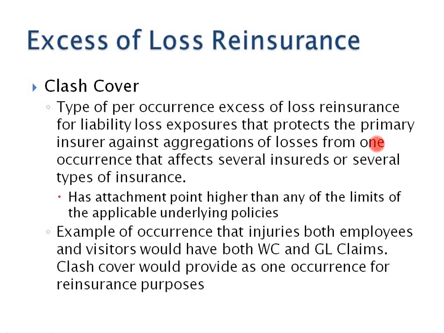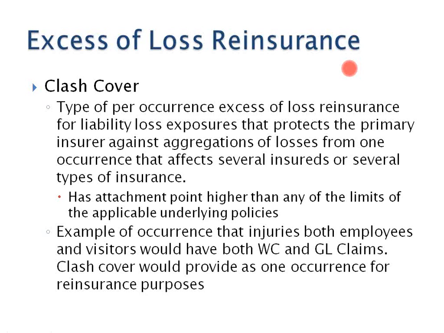And then clash cover. This is something new that wasn't in the textbook last time. This is a type of per occurrence excess of loss reinsurance for liability loss exposure that protects the primary insurer against aggregations of losses from one occurrence that affects several insureds or several types of insurance. So it's similar to what we talked about. It has an attachment point higher than any of the limits of the applicable underlying policies. An example of an occurrence that injures both employees and visitors would have both workers' comp and GL claims. Clash cover would treat this as one occurrence for reinsurance purposes.